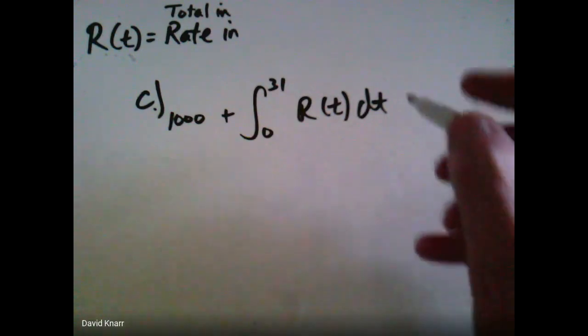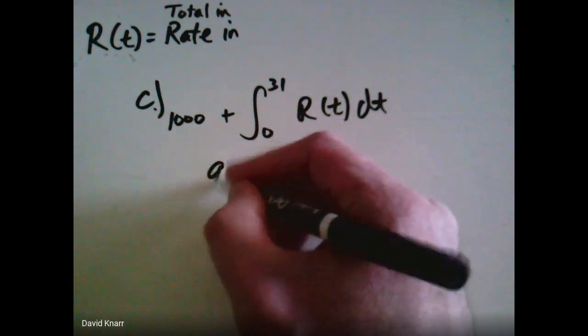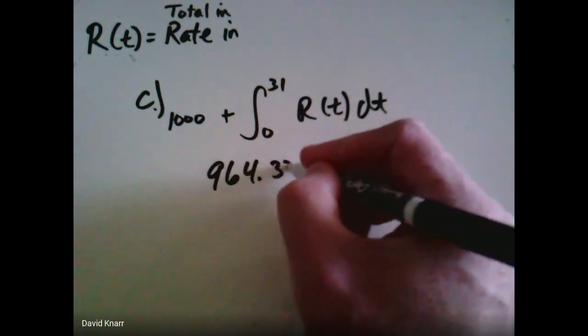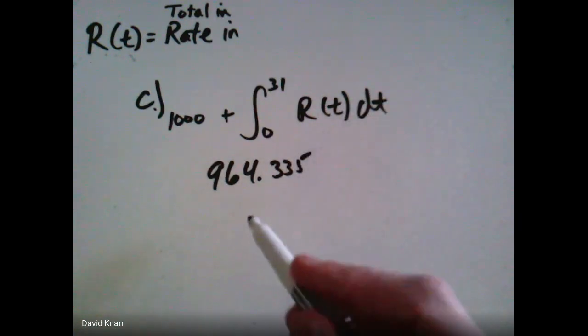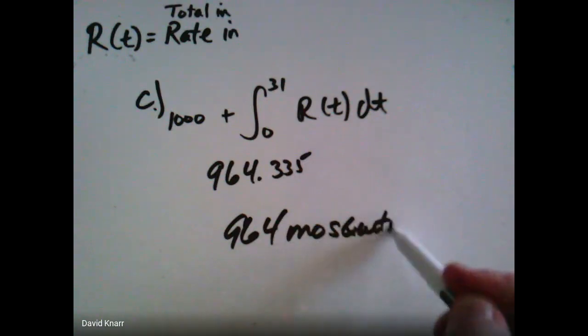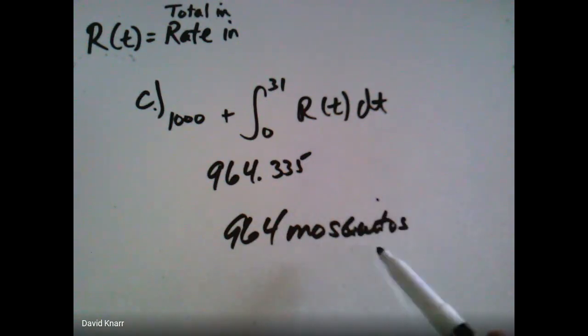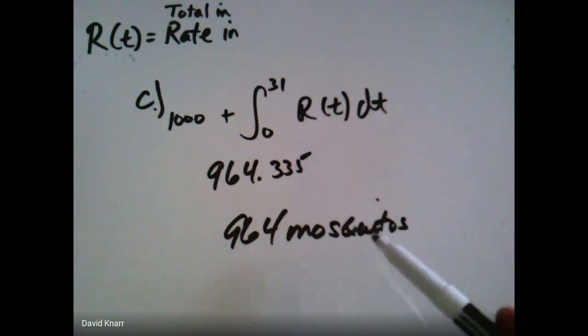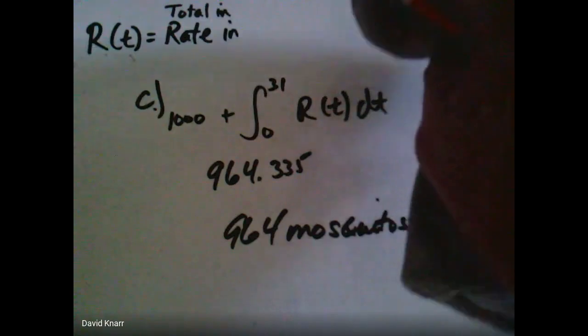And if you do that properly, you come out in the calculator with 964.335. So your final answer will be 964 mosquitoes. You don't need units. They don't ask you for units. Okay, you don't need to put them. All right. If they ask you for units, that means the units are worth points. You must provide the units, okay, in your final answer. All right, let's take a look at D.